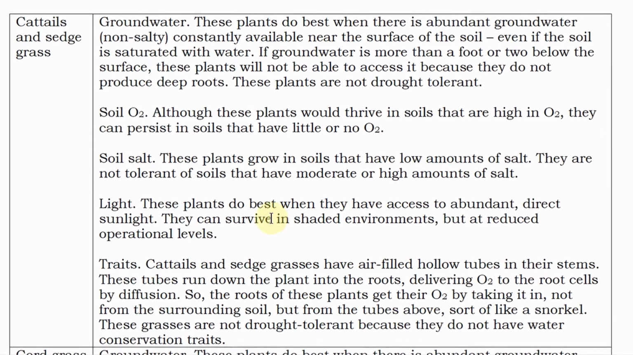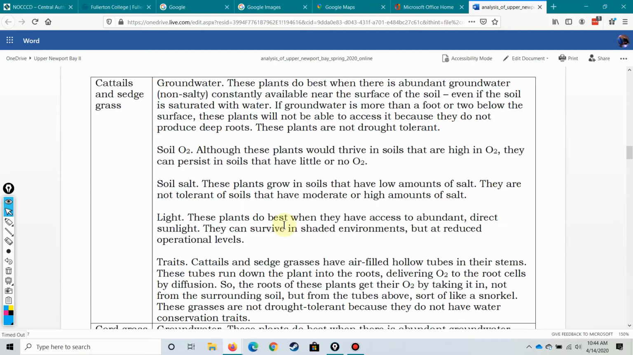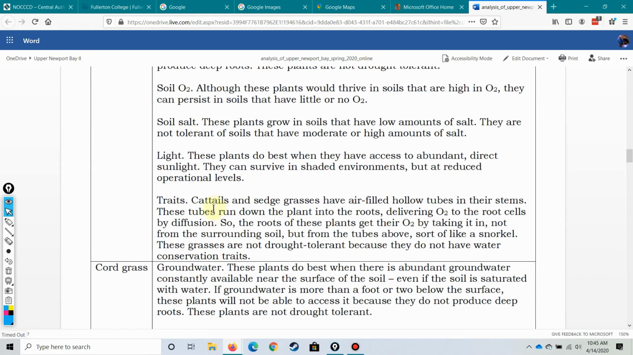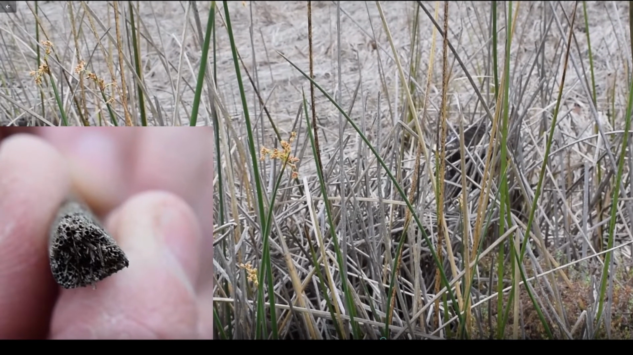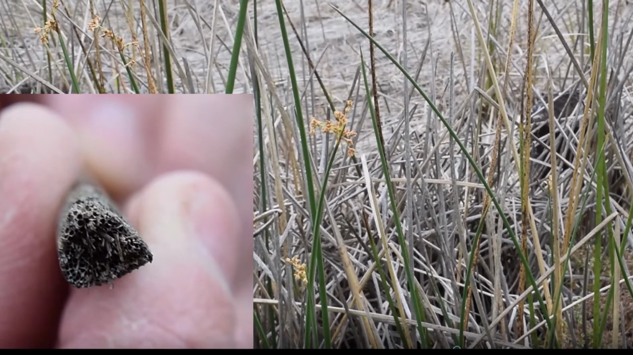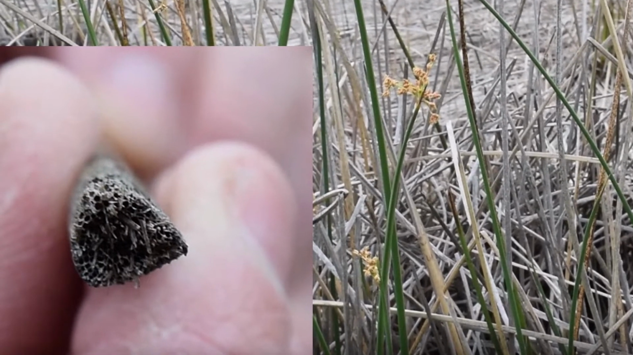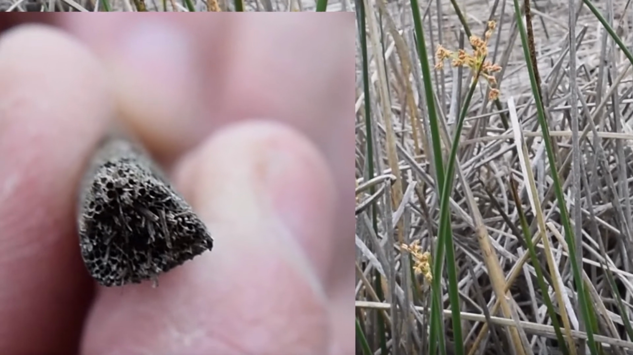Light, like all plants, they do best if they have direct access to sunlight. They grow maybe 10 feet tall. The cattails can be about 10 feet tall, sedges maybe 6 feet tops. So if they're in an environment with taller plants, they can be shaded out, and they would not do well there. Traits: cattails and sedge grasses have air-filled hollow tubes. I just showed a picture of that before, and we talked about that in the previous activity. And the hollow tubes can be very, very useful.